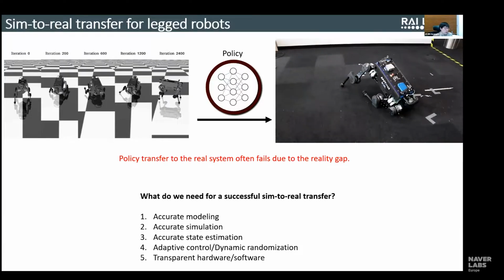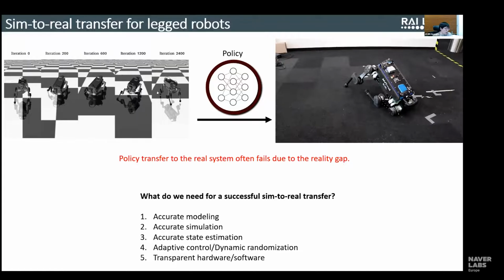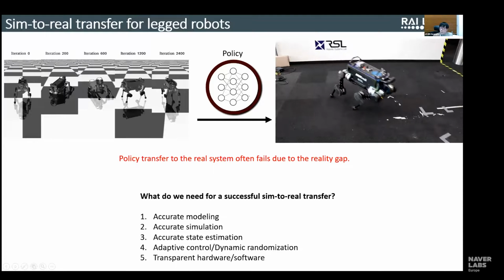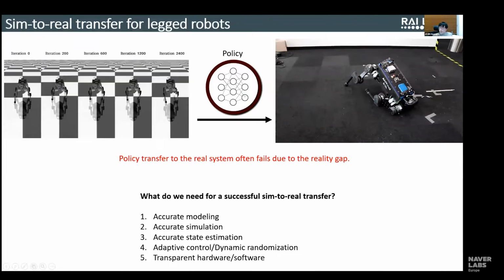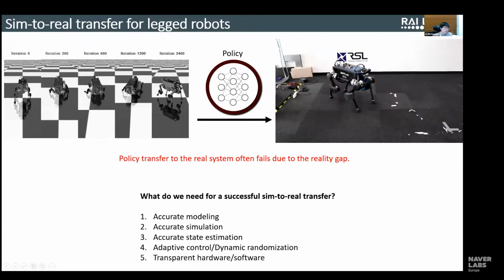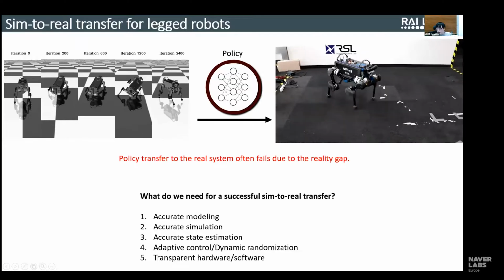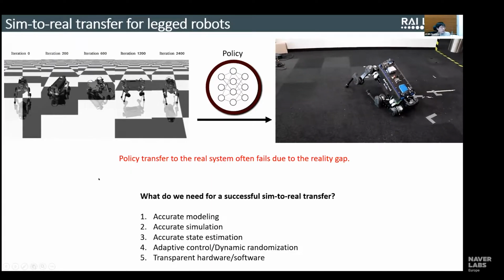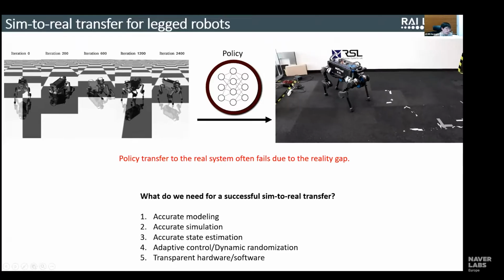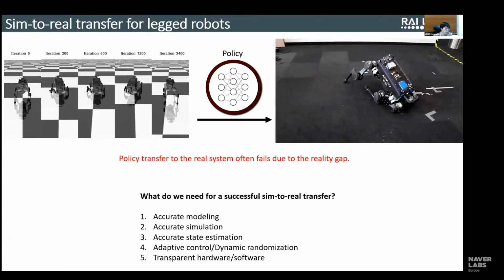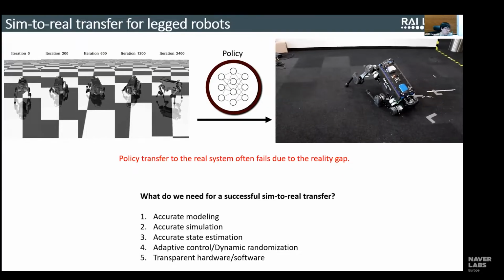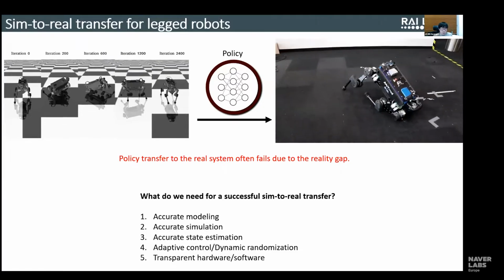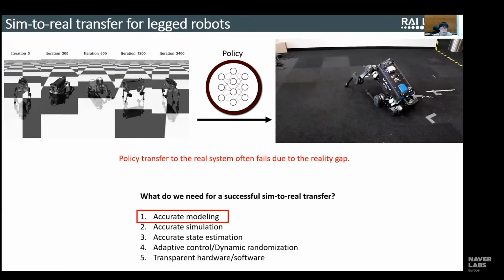If you don't know, sim to real is a method of training a control policy in simulation. And once you have these neural network parameters, you deploy the network on the real system. Here there are a bunch of obstacles you have to overcome, and I listed 5. In this presentation, I'm going to talk about accurate modeling, accurate simulation, accurate state estimation, adaptive control, dynamic randomization, and transparent hardware and software. Okay, so let's first talk about the first one.